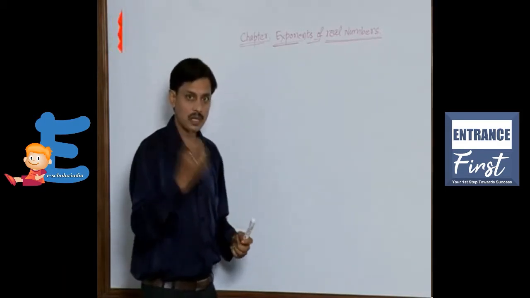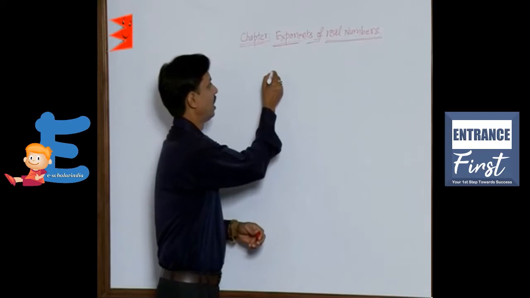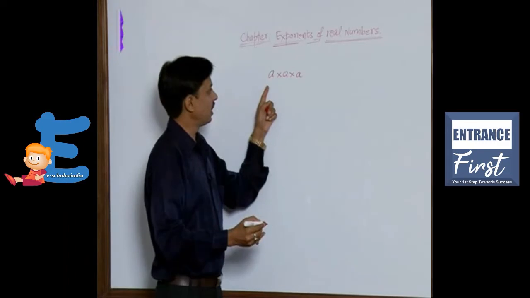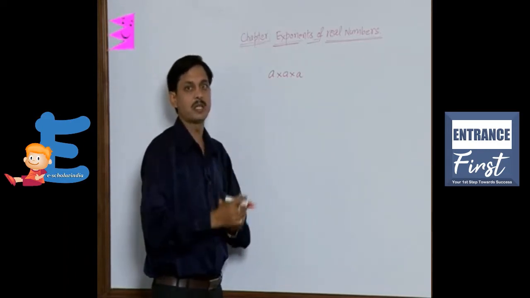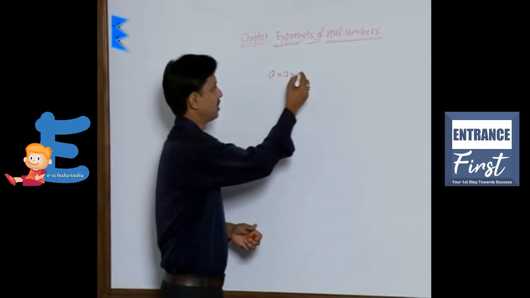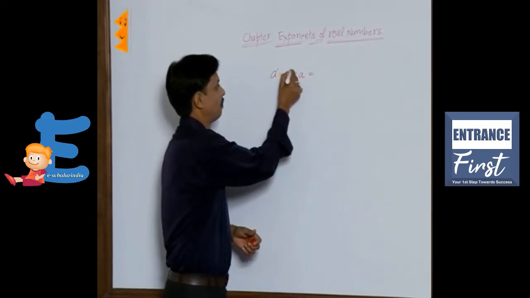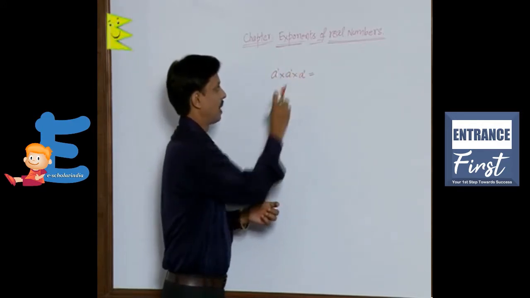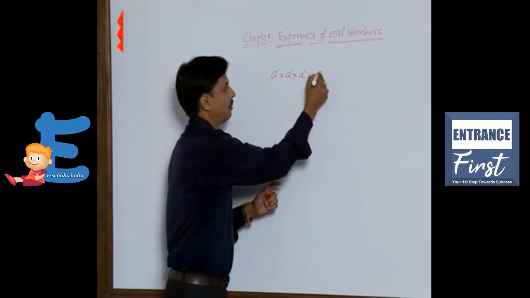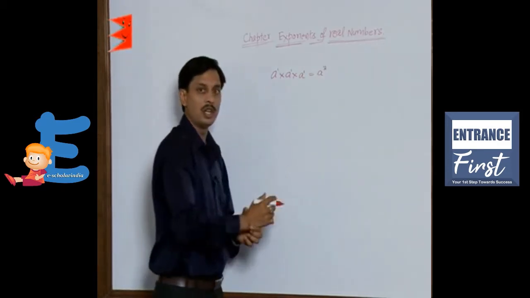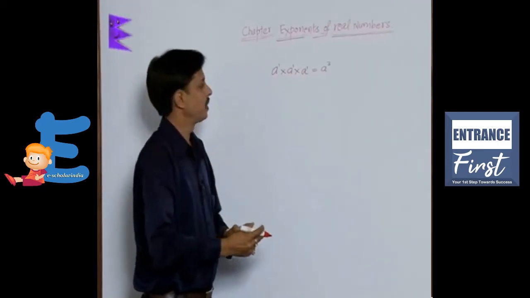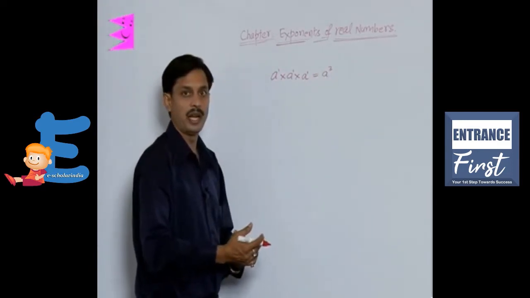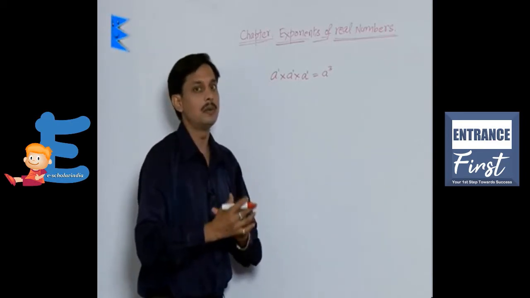In case a student wants to multiply any real number, suppose a, 3 times, writing a into a into a is the expanded notation. One can say it is a power 1, power 1, power 1. When these are clubbed, it can be written as a to the power 3, or we say a cube. So a is the base, 3 is the exponent, and a cube is the power.